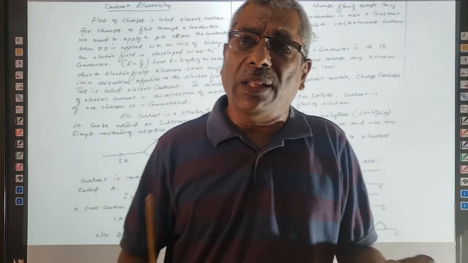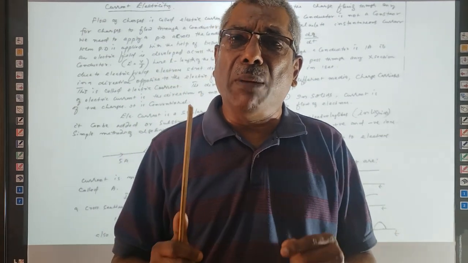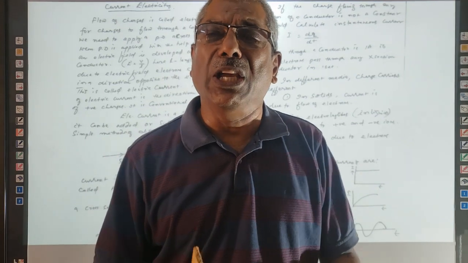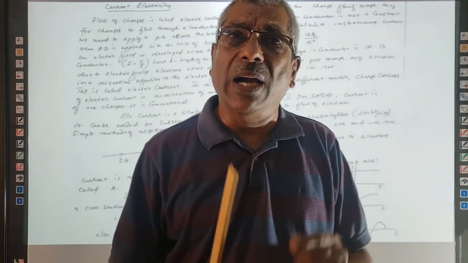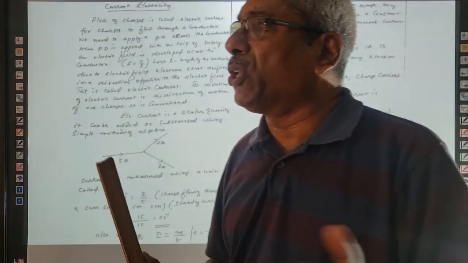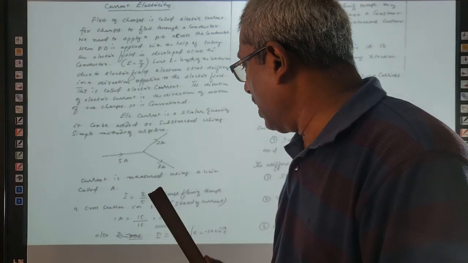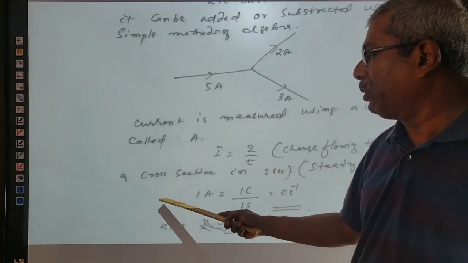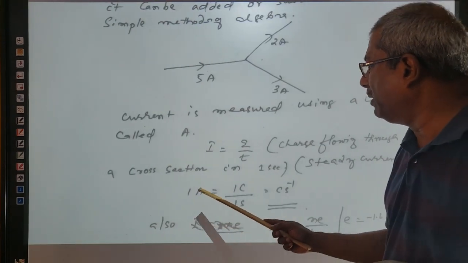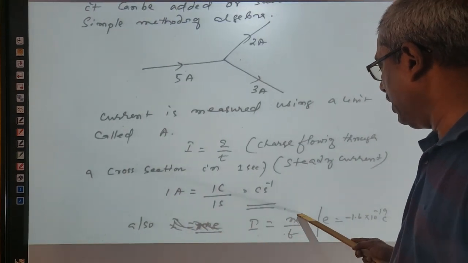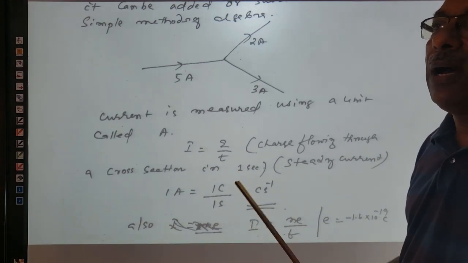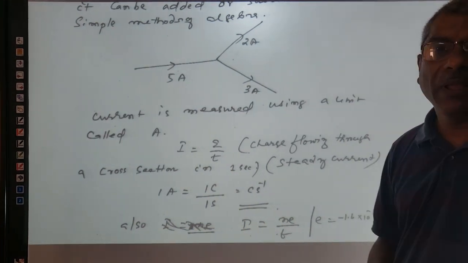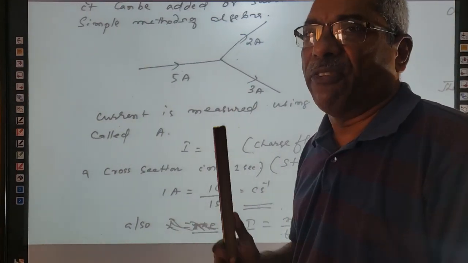So mathematically, the electric current is defined as the amount of charge passing through any cross section of a conductor in unit time. That is, I is equal to Q by T, everybody knows. In this case we can say I is equal to Q by T, the charge flowing through a conductor in 1 second. But Q is equal to NE, therefore current I can be written as I is equal to NE by T.